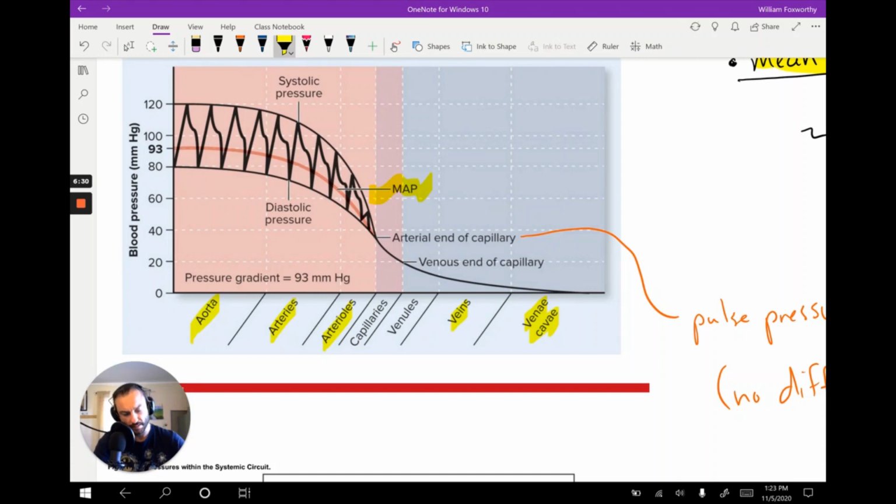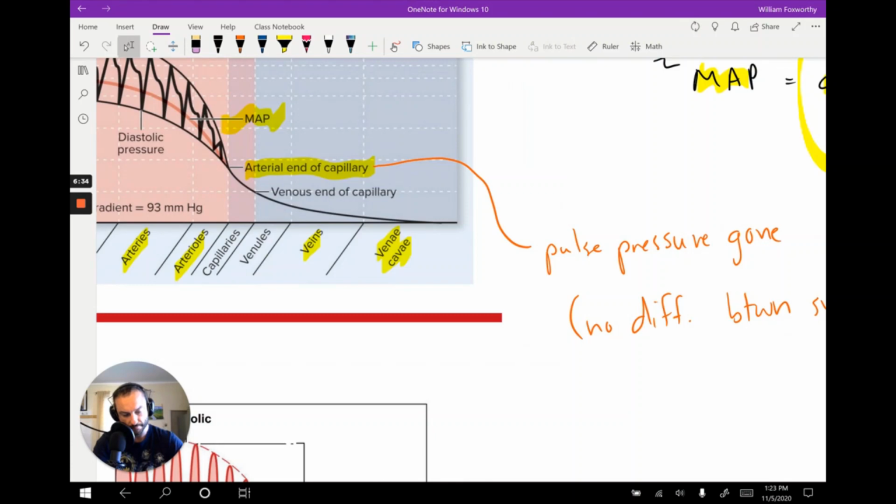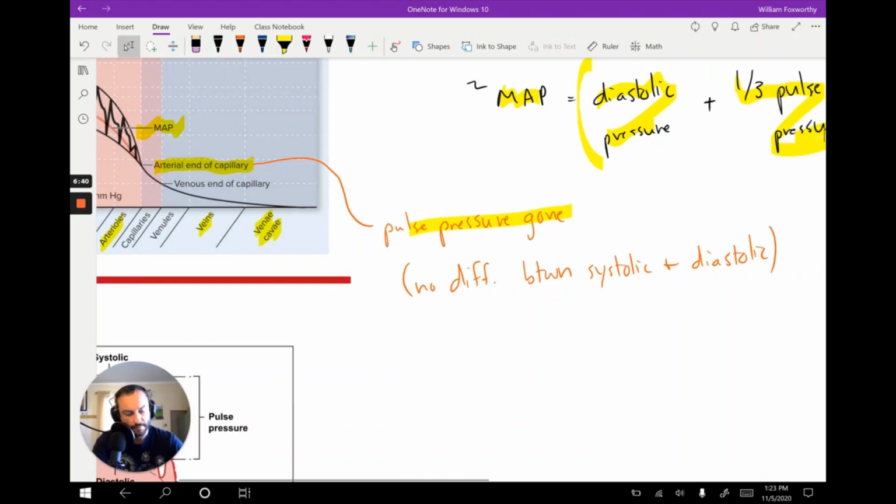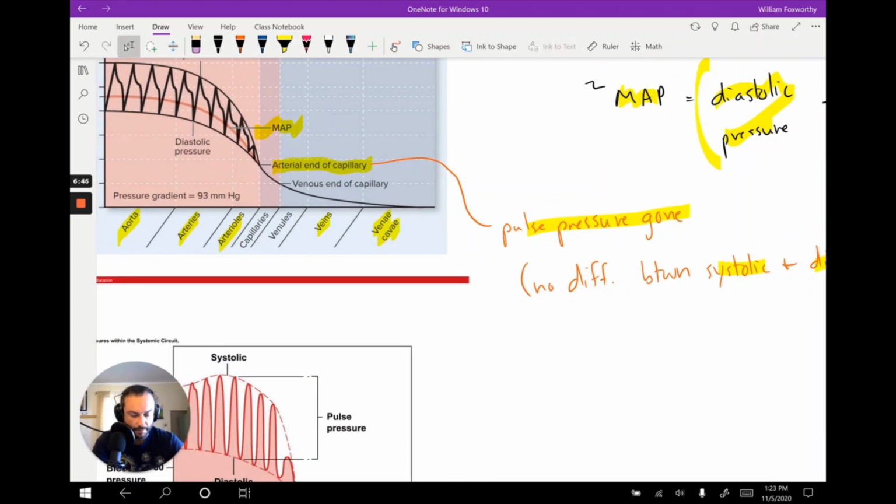The other thing you can see here is that right at this point, once you reach your capillaries, that pulse pressure is gone. So there is no difference anymore between the systolic pressure and diastolic pressure by the time you get to the capillaries.